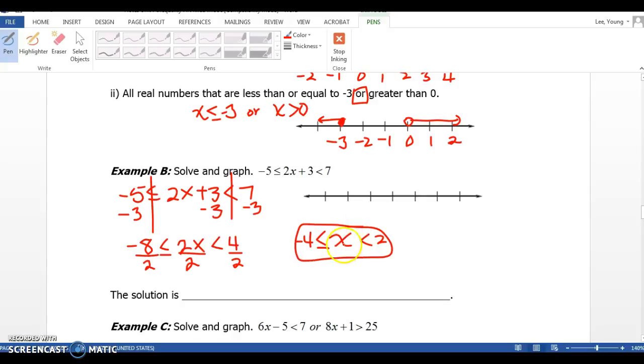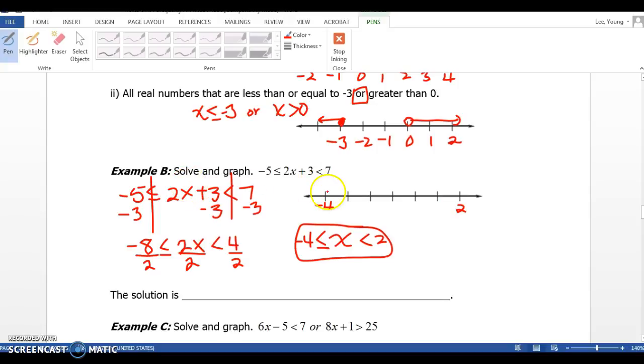And again, when I read this, x is greater than or equal to -4 and less than 2. So it's "and," it's in between. So how do you graph it? You put negative 4 here, then -1, 0, 1, 2 there.